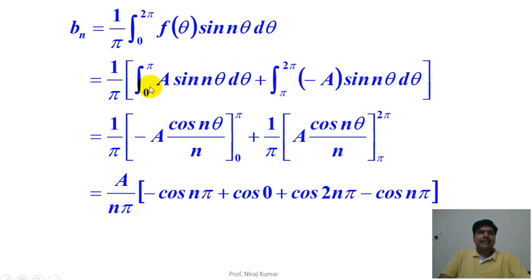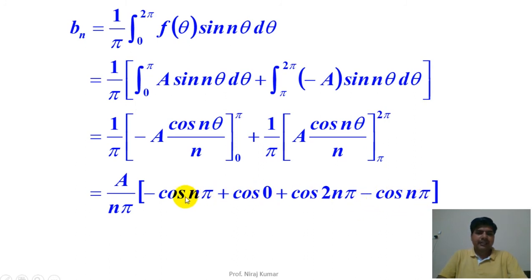We'll integrate this separately and we will get minus cos n pi by taking the higher integration and cos 0 by taking the lower integration. Similarly, cos 2n pi by taking the higher integration and cos n pi by taking the lower integration. So there are four terms: minus cos n pi, cos 0, cos 2n pi and minus cos n pi.